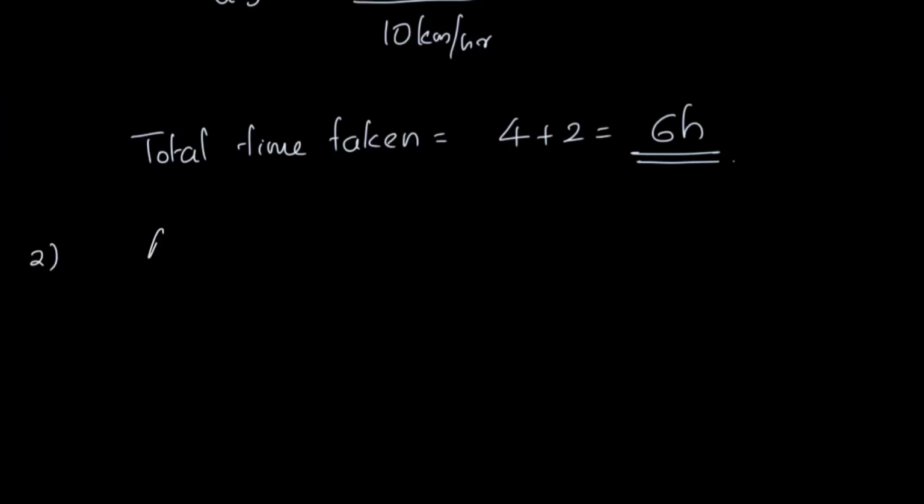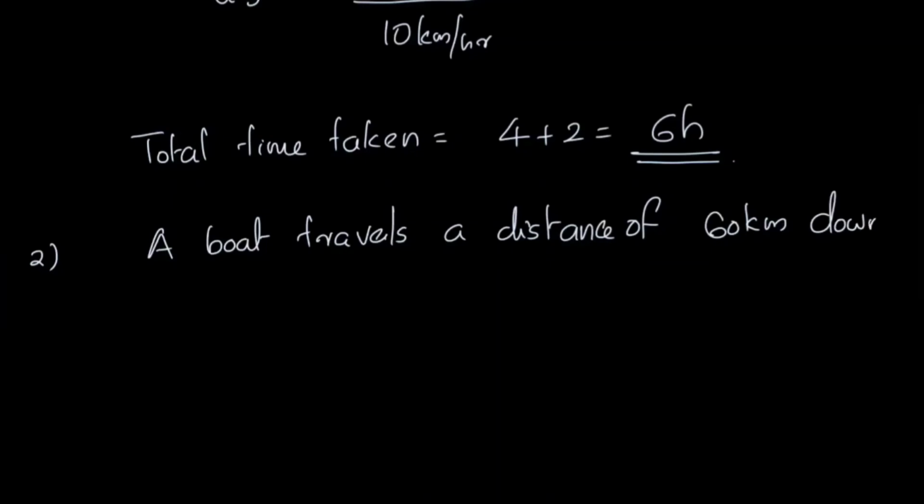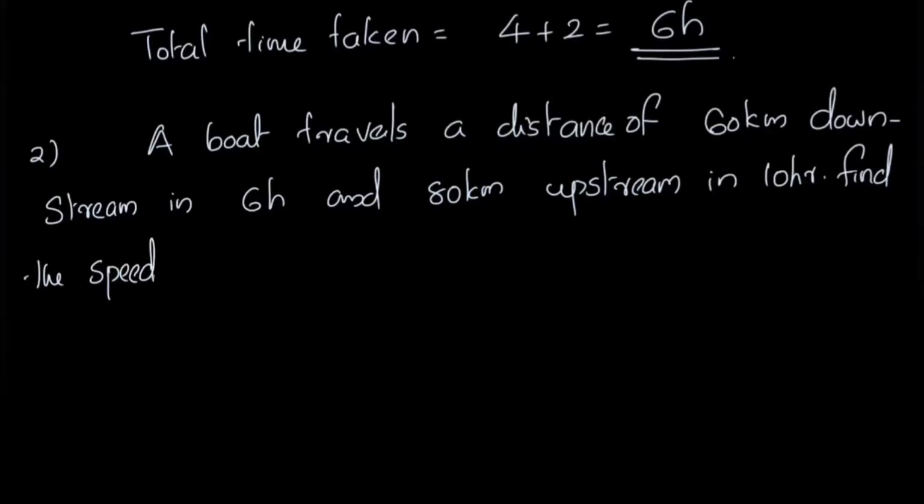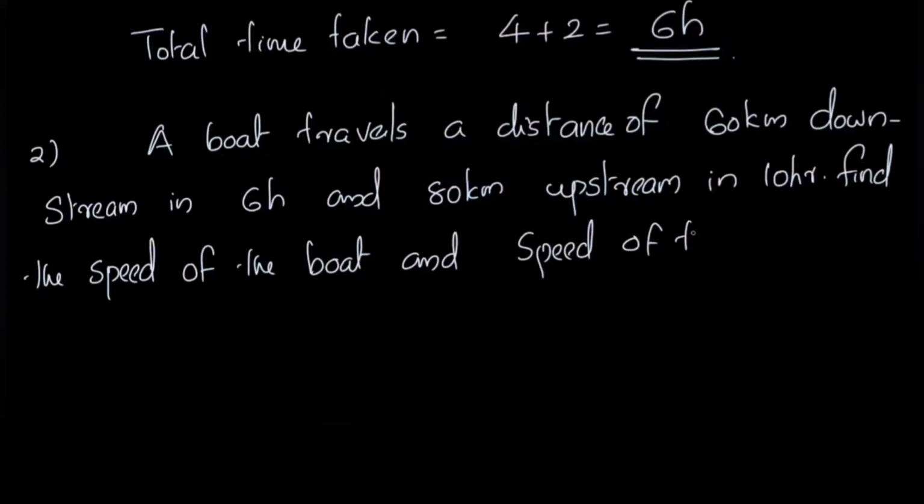Next is our second question, that is, a boat travels a distance of 60 km downstream in 6 hours and 80 km upstream in 10 hours. Find the speed of the boat and the speed of the current.